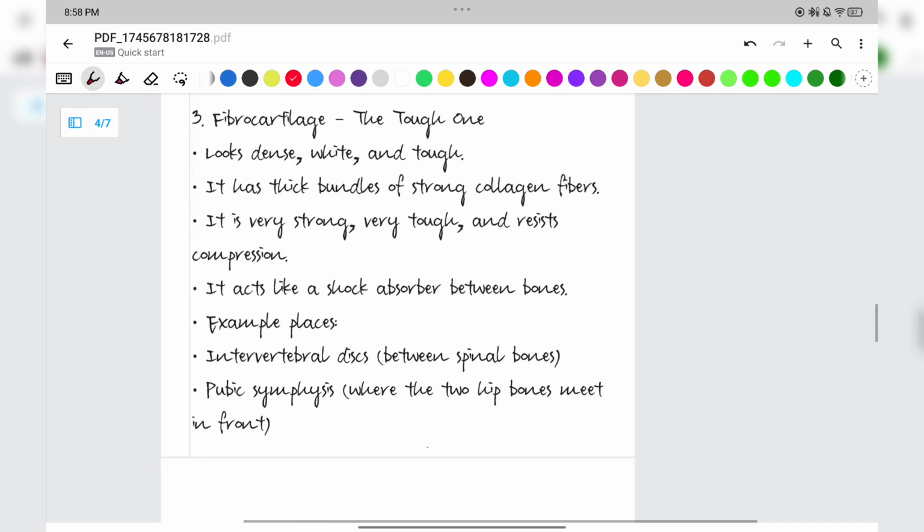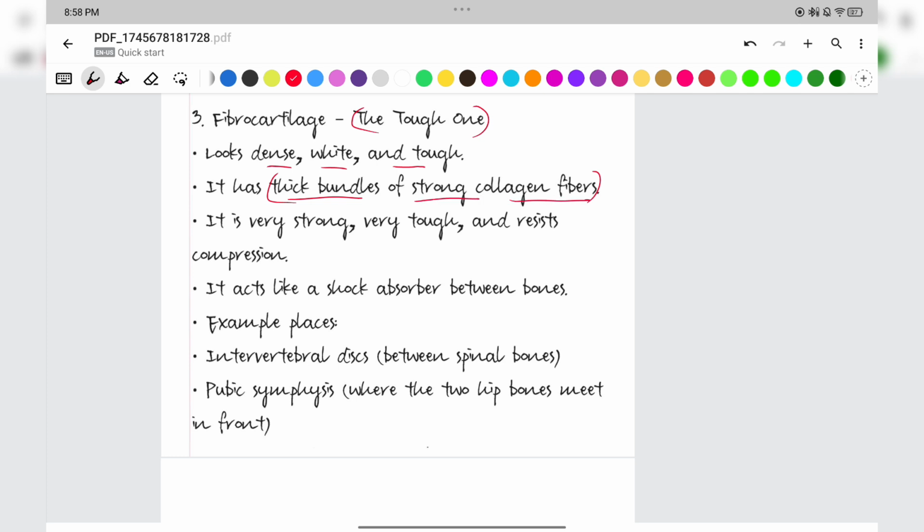The third one is the fibrocartilage, which is the tough one compared to the other two. It looks dense, white, and tough. Tough means it is not that flexible compared to the other two. It has thick bundles of strong collagen fibers.